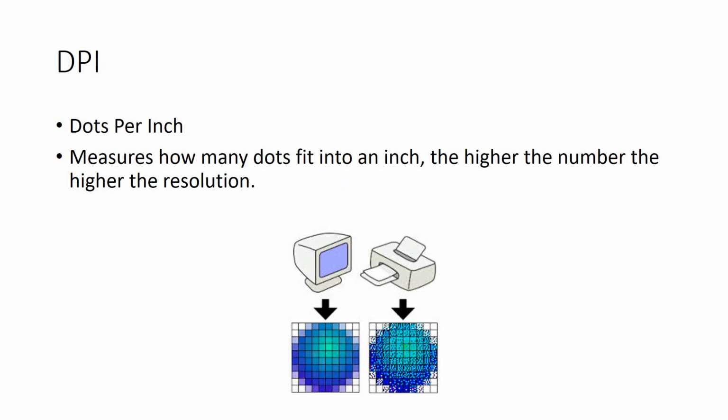DPI. DPI stands for dots per inch. Measures how many dots fit into an inch. The higher the number, the higher the resolution. So dots per inch measure how clear or how large something you're seeing can be before it loses quality, before it becomes pixelated.